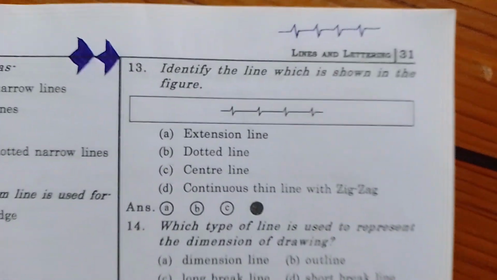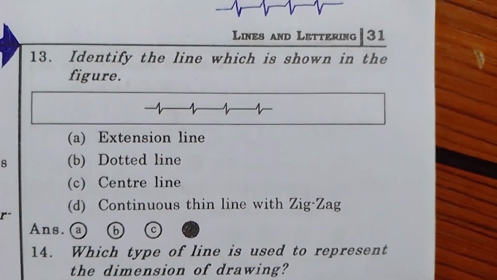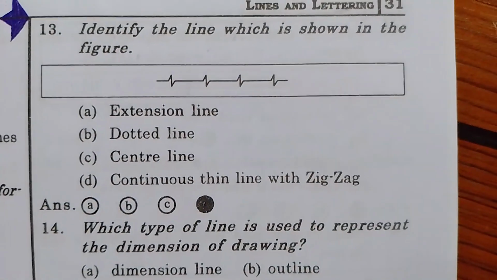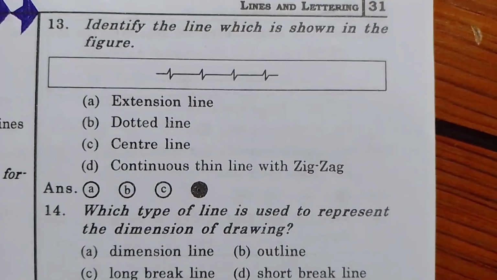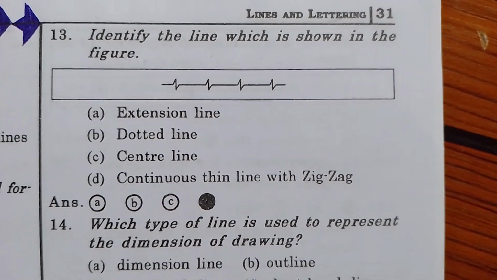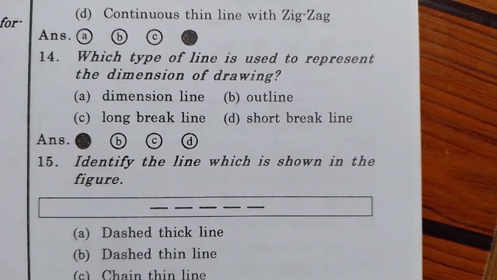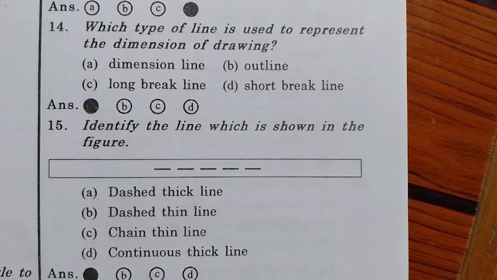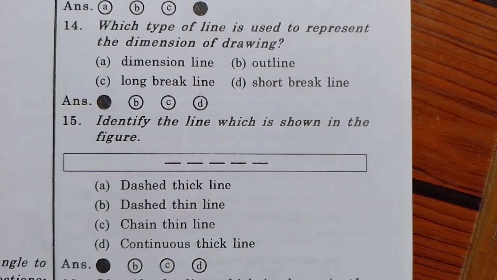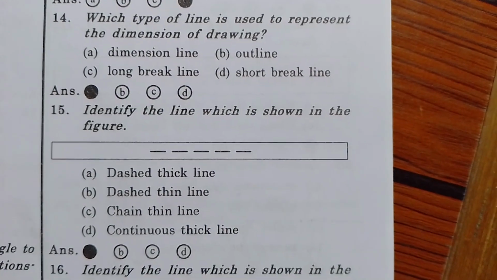Now move on to question number 13. Identify the line drawn in the figure. It is a long break line with zigzag, or continuous thin line with zigzag. So option D is correct. Now question number 14. Which line is used to represent the dimension of a drawing? Dimension line, outline, long break, short break line. So dimension is represented by the dimension line.